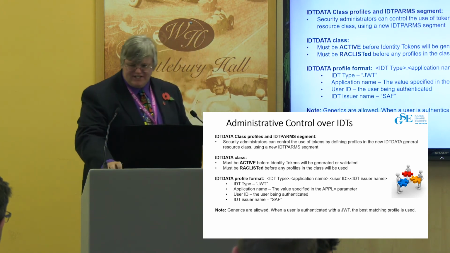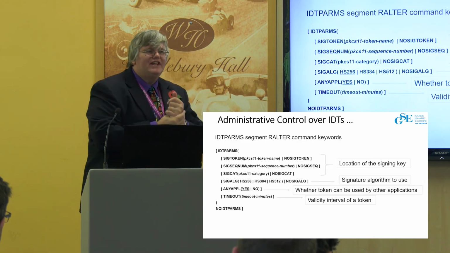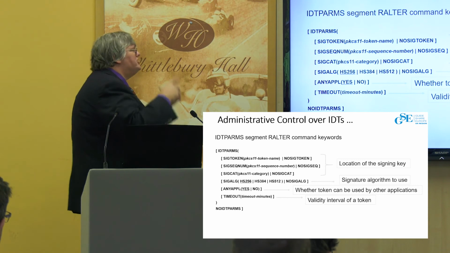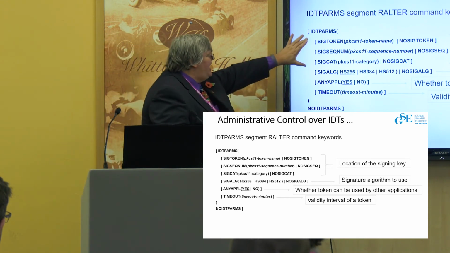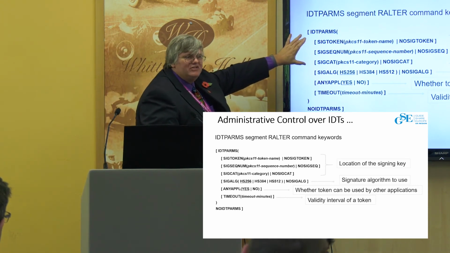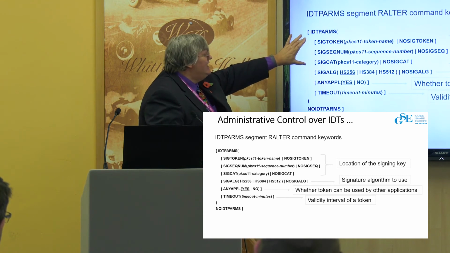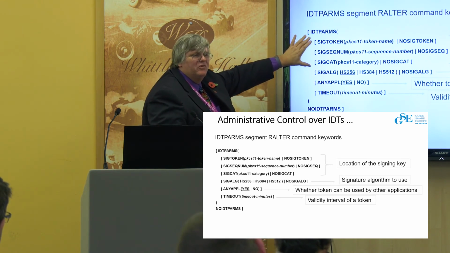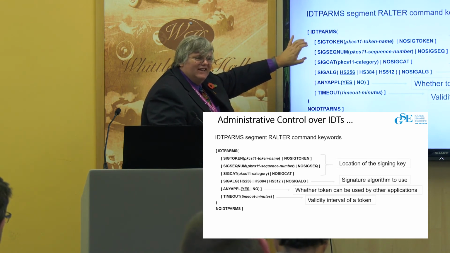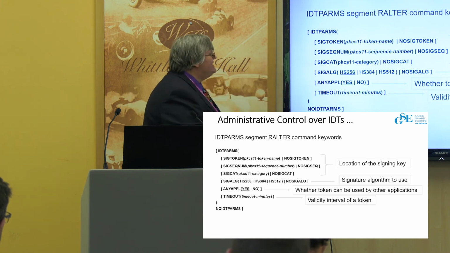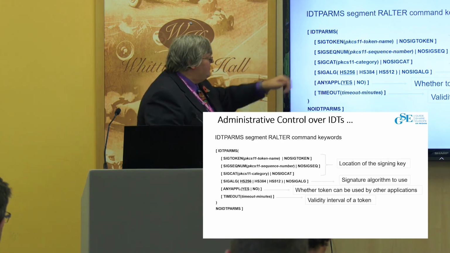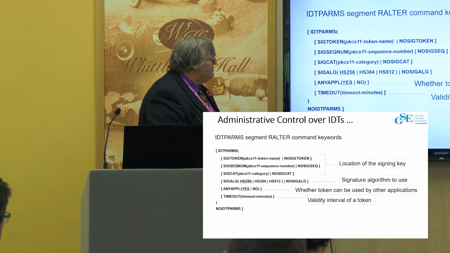We do allow generics. Those are the keywords you could put on the IDT parms. The most important thing here is the location of the signing key, and it must be a PKCS token package, whatever you want to call that. So this is a little bit different creation of an ICSF token object. You have some choices in the signature algorithm to use.